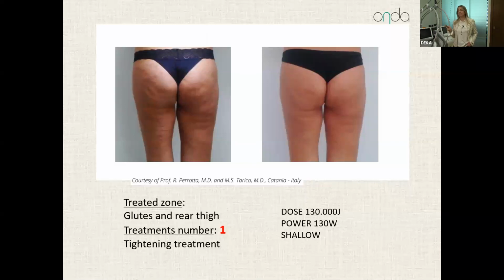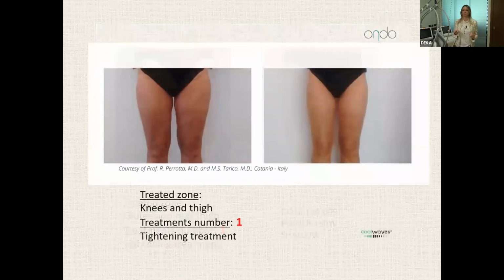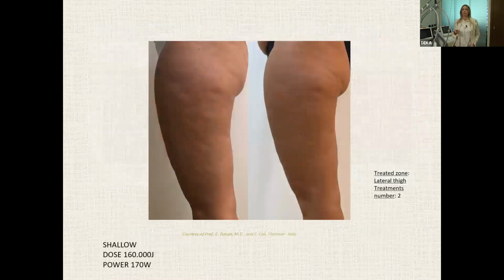The machine says no, that the minimum fat thickness is 2 centimeters, but anyway, when you are able to use the machine and you do practical, you can treat even this kind of patient, very lean patient, decreasing the parameters. Upper knee area for her, one treatment. Stubborn cellulite, third stage cellulite, after two treatments.